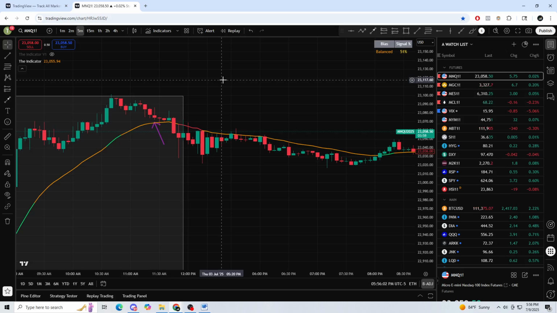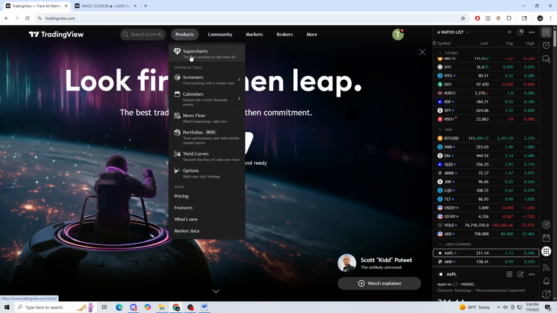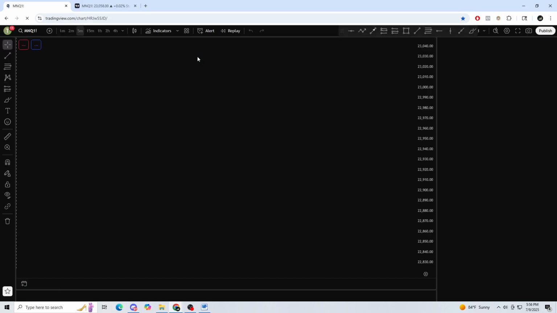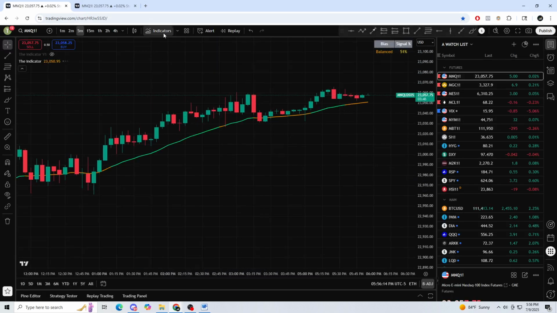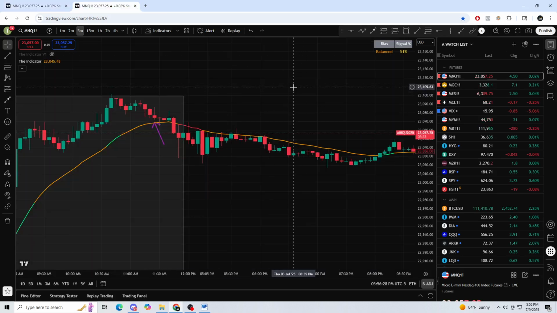And what I'll do is I'll add you to the private list, and then to access the indicator, you go into your TradingView here, you go to Products, Supercharts, and then once you're here, you go to Indicators, and it'll show up in your invite-only here. You might need to refresh your TradingView, but it'll show up there, and you just add it to your chart. So it's pretty easy to do.